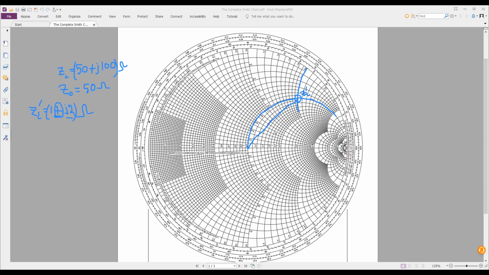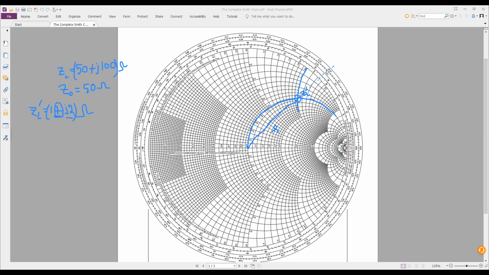And this distance is rho. And if you extend it up to the outer circle, then you get the angle of the reflection coefficient, somewhere here. The angle of reflection coefficient is roughly around 45 degrees.